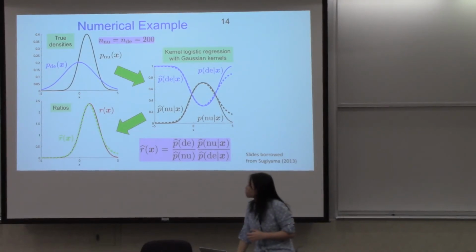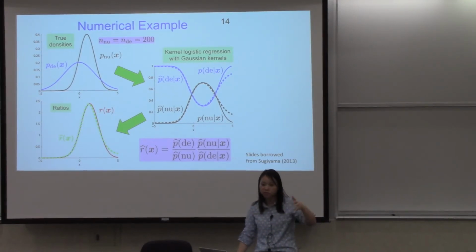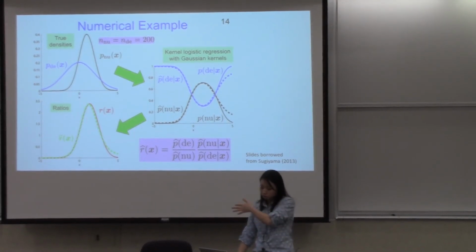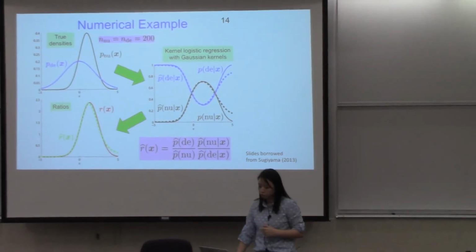If you're interested, you can also try something like that after class. You have two Gaussians, and it's very easy. You train a classifier, and then apply it back to see whether the weights estimated this way match the true densities or not.